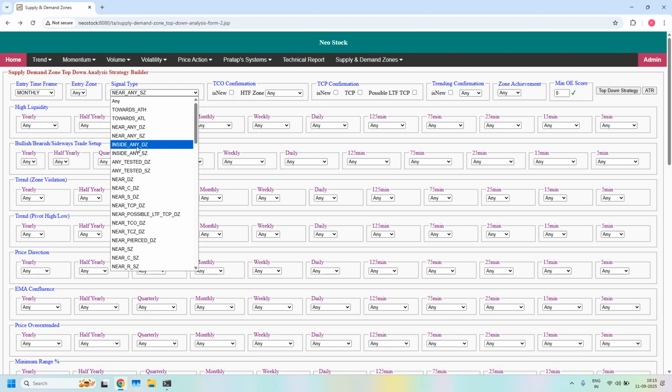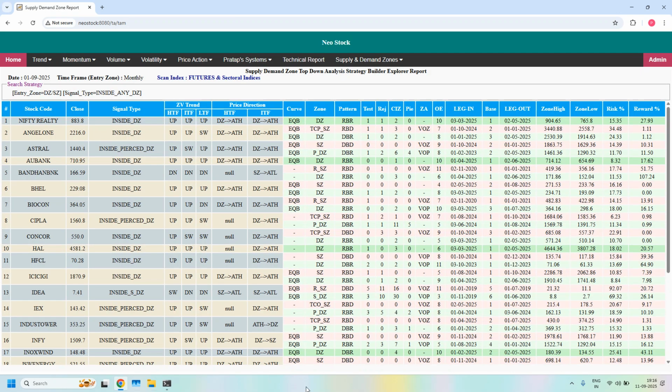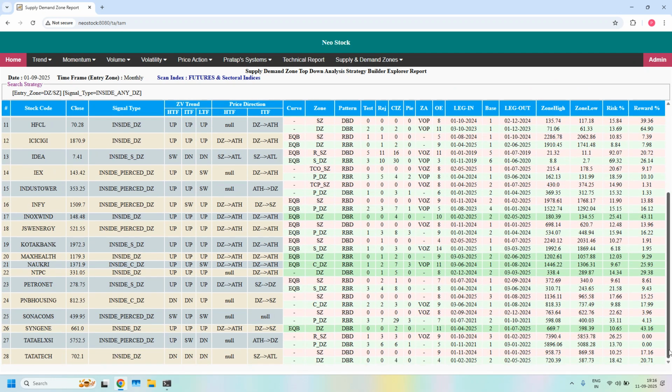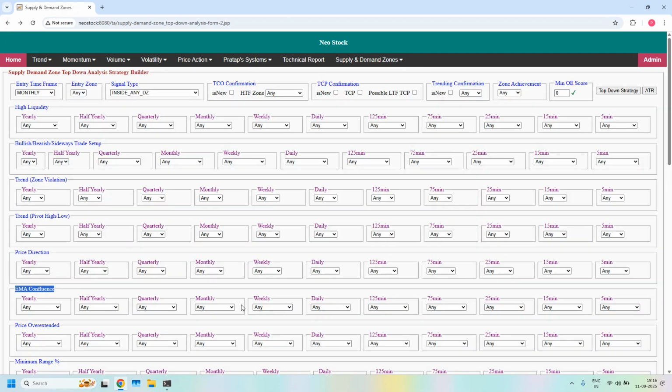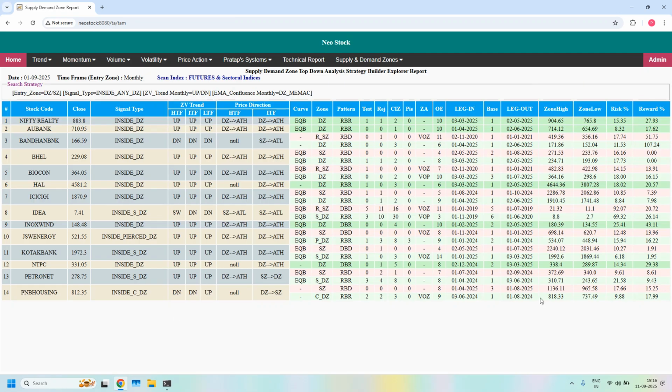Next, price closed inside the monthly demand zone. First 17 stocks in the list. Scrolling the list down. Total 28 stocks. Further filter with EMA confluence on monthly demand zones having monthly EMA confluence, and trend on the monthly should not be sideways. We got 14 stocks.